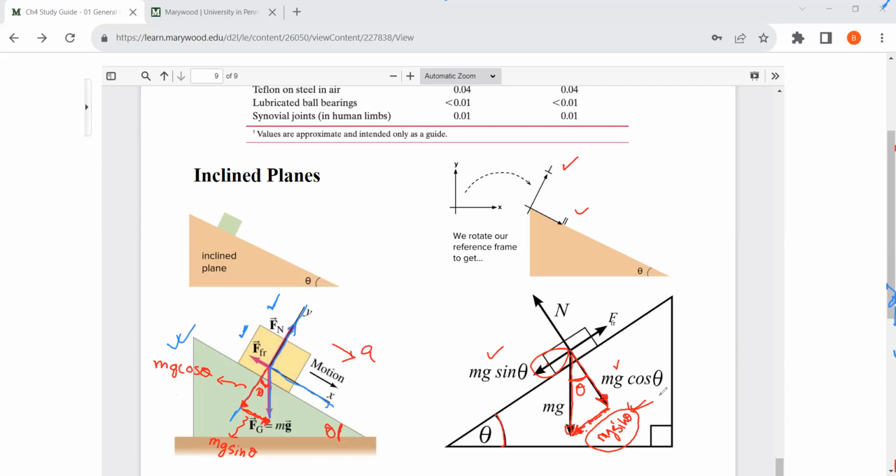Once you understand this, solving an inclined plane problem is not that bad. We'll be doing some example problems in the problem solving lecture. But I'm going to stop today's lecture here.